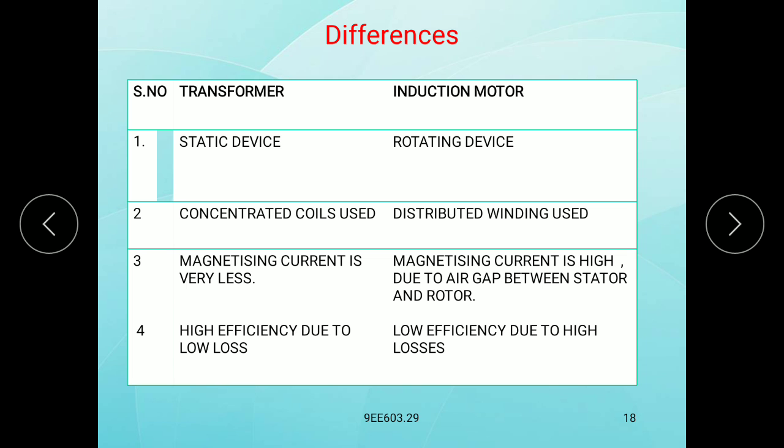Next one, efficiency is high and losses are low in a transformer. In an induction motor, there is low efficiency due to high losses. Here in the induction motor, mechanical losses are also considered. Those are the windage and friction losses. Here in the transformer, there are no windage and friction losses.